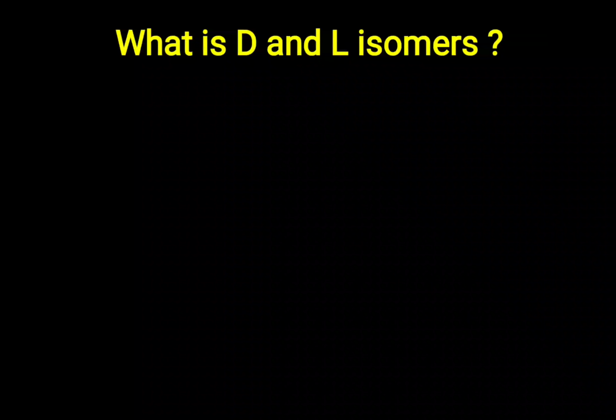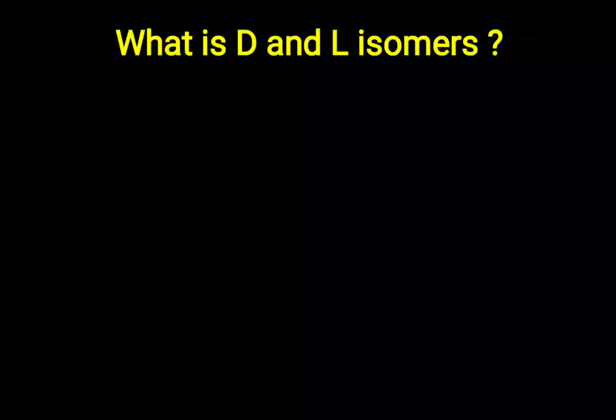Hello friends, today's topic is about what D and L isomers are. When you are learning the chemistry of carbohydrates, this term will come up many times, also in the chemistry of amino acids. So what is D glucose and what is L glucose? That is what we are going to understand in this video.